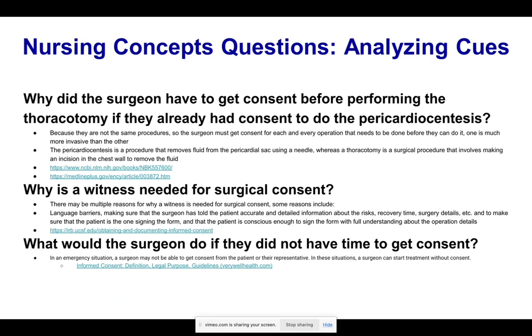What would the surgeon do if they did not have time to get consent? In an emergency situation, the surgeon may not be able to get consent from the patient or their representative. In these situations, a surgeon can start treatment without consent.